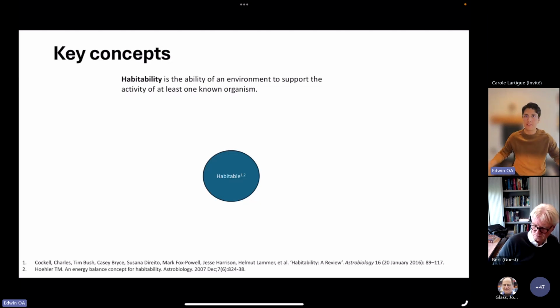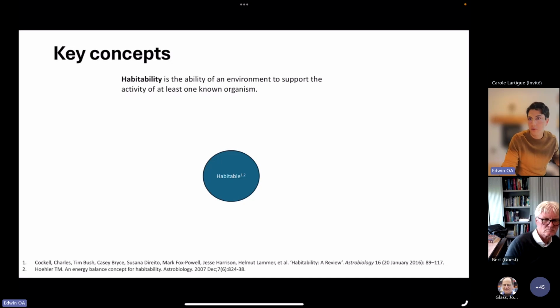So first things first, I'm going to explain some key concepts and walk you through how this project started and how it all developed to its potential applications. This project started in the astrobiology lab with Dr. Charles Cockell. And for that, we need to understand what habitability is. How is an environment habitable? Well, habitability is the ability of an environment to support activity of at least one known organism.